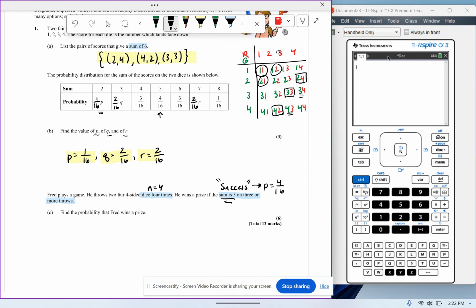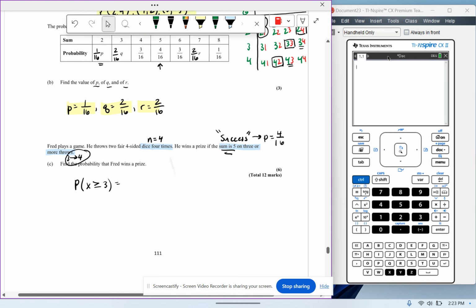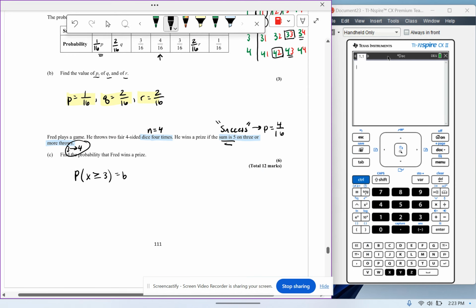And then 3 or more throws. 3 or more throws means if there's only 4 throws in total, because n equals 4, I could either get it from 3 or 4. So I've got the probability, I've got a range of possible outcomes, right? So it's going to be a CDF. So the probability that X is greater than or equal to 3 is going to be binomial CDF. I know that because it's 3 and 4, not just exactly 3 throws or exactly 4 throws. It's 3 throws or 4 throws.